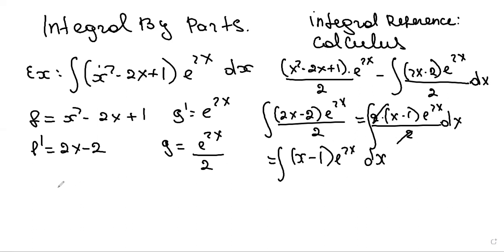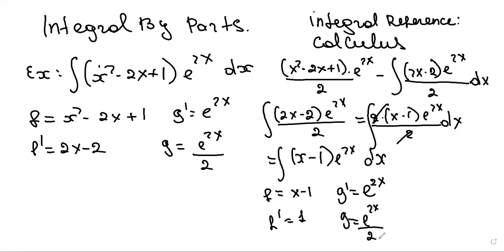Again, we use our integration by parts technique. So we call f equal to x minus 1, and g derivative equal to e to the power of 2x. f derivative will be 1 and g will be e to the power of 2x divided by 2, and that is equal to x minus 1 times e to the 2x divided by 2 minus e to the 2x divided by 4.